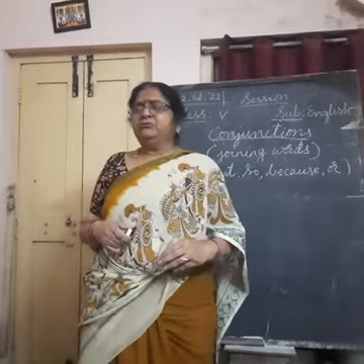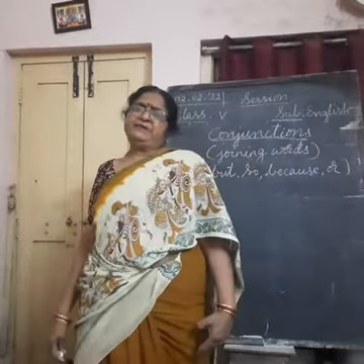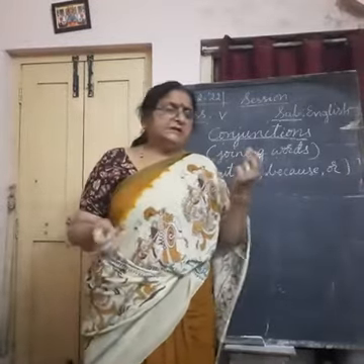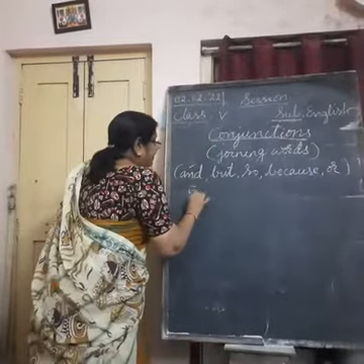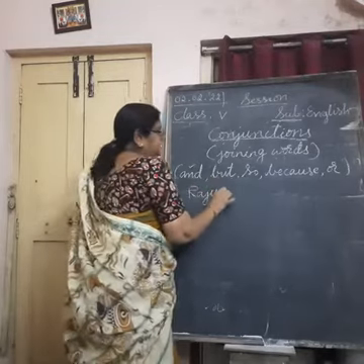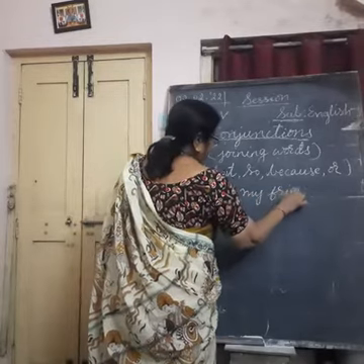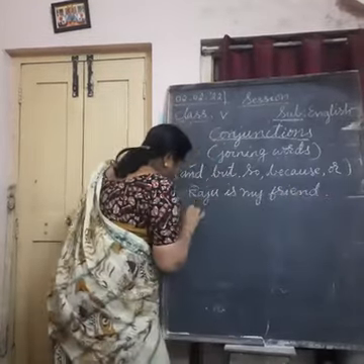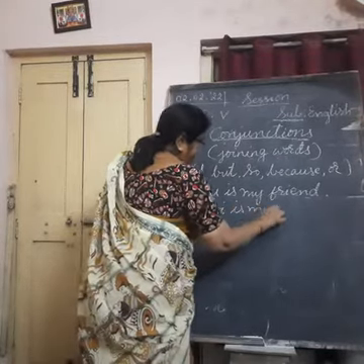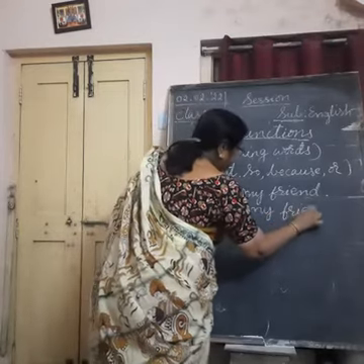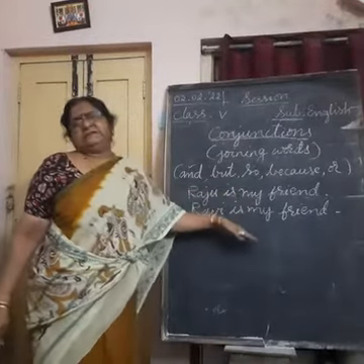Raju and Ravi are good friends. Raju is my friend, Ravi is my friend. If you say it as two sentences, look: Raju is my friend, Ravi is my friend. Here, both give the same sense.